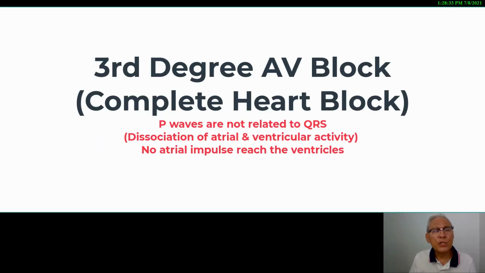The most serious, which is third-degree AV block, is going to be a type of block wherein there is total dissociation between atrial activity and ventricular activity. The P waves are beating independently, the QRS are beating independently, and therefore there is a total dyssynchrony between atrial depolarization and ventricular depolarization. That concludes our discussion on AV blocks.